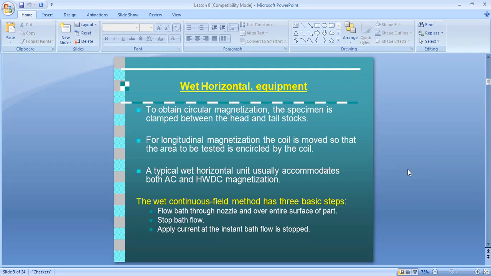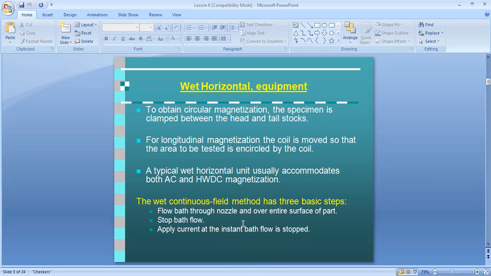Residual method means you apply current, the magnetic field is generated, and then you remove the current. After that some residual field is there, and then you apply the iron particles. That is known as residual magnetization. But basically we are using the wet continuous method because the sensitivity of the wet continuous method is high as compared to the wet residual method.